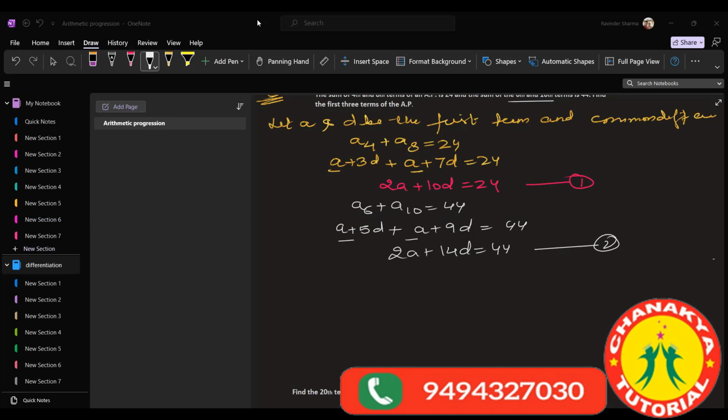Ma'am, the value of A is minus 13. And the other AP terms are minus 13, minus 8, and minus 3, ma'am. Okay. And D is 5. And what about your AP? You have to find an AP also. Okay, ma'am. Only the first three terms you have to find.